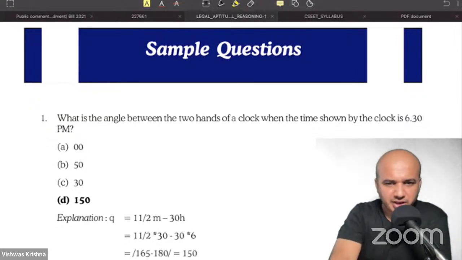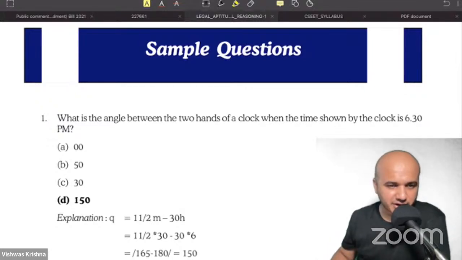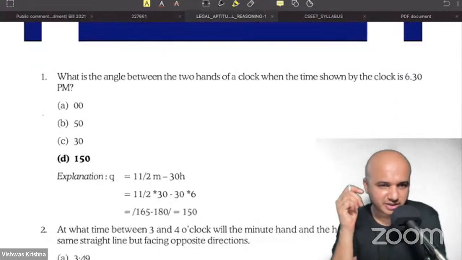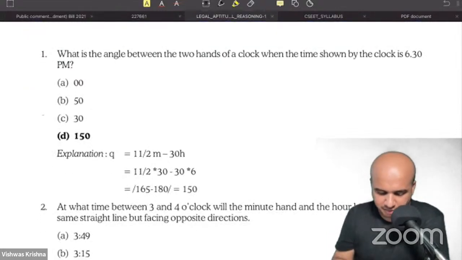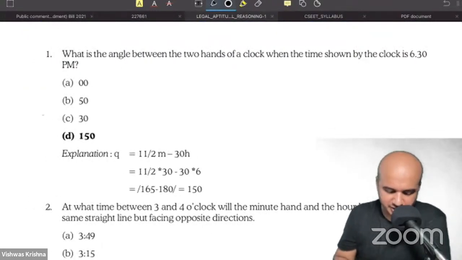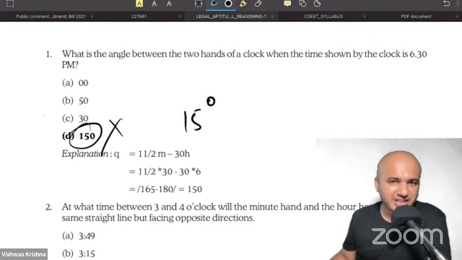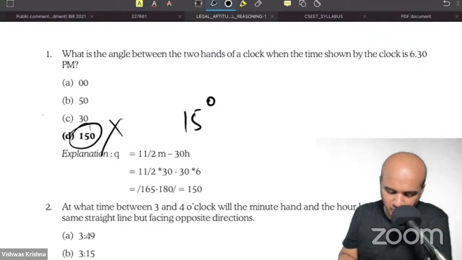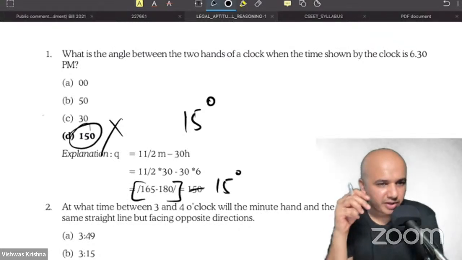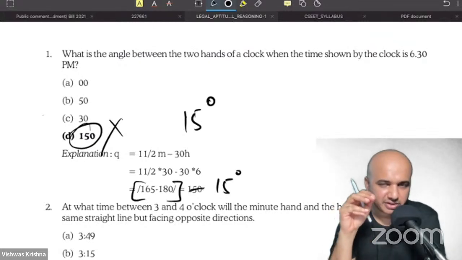As I said, PM or AM doesn't really matter for us because we are only worried about the angle here, not exactly about whether it's morning or evening. One interesting thing here is they have mentioned 150, which is in fact wrong. It should have been 15 degrees. 150 there is a printing mistake. So 165 up to this point they are correct. 165 minus 180 is not 150. It is 15 degrees.